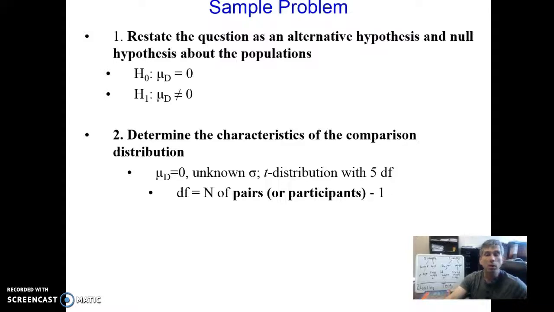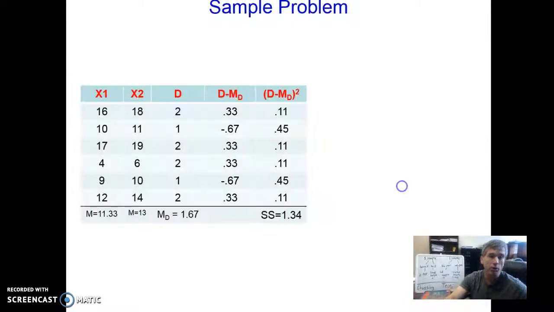Do not make the mistake where you count up the total number of scores, 12, and subtract 1 from that. Very common mistake. It will screw you up in multiple places. It will hurt you in multiple steps. The number of participants, minus 1. Anyway, 6 participants, minus 1, 5 degrees of freedom.